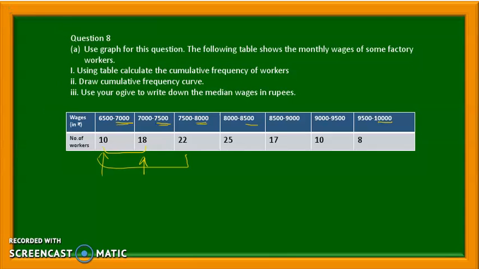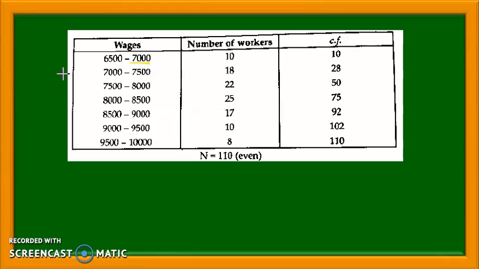So let us do that. One table should be there with the wages, the number of workers, and one more column for cumulative frequency. Here the cumulative frequency is drawn. The class interval 6,000 to 7,000 has frequency 10. But we have to take the less than ogive, so we are taking the upper limits. Less than 7,000 there are 10 workers, and for less than 7,500 both should be added. That's why we get 28. For the next one you add all three, that's 50, and for the next one all 4, and so on.